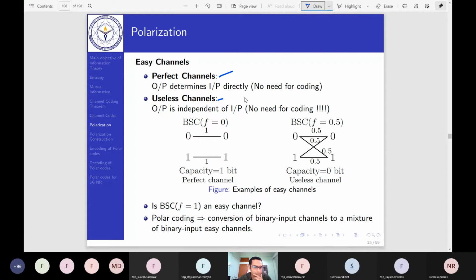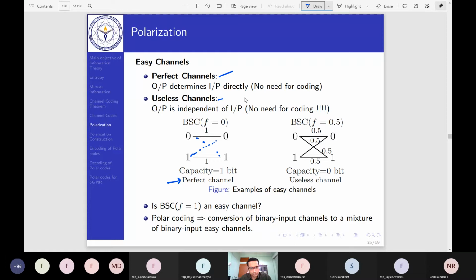Okay, so here if you consider this binary symmetric channel with crossover probability 0, that means these crossover links are not there. If that is the case, the capacity will be equal to 1, and the output determines the input directly. So we do not have to do any kind of error correcting codes. So this is one example of a perfect channel.